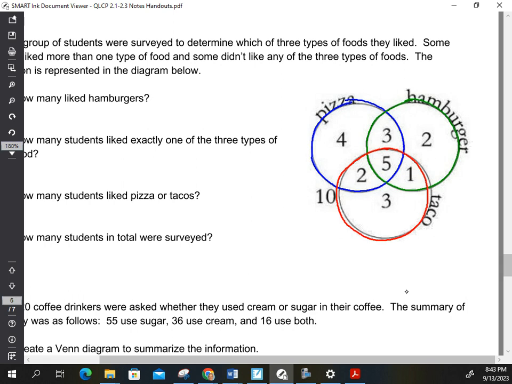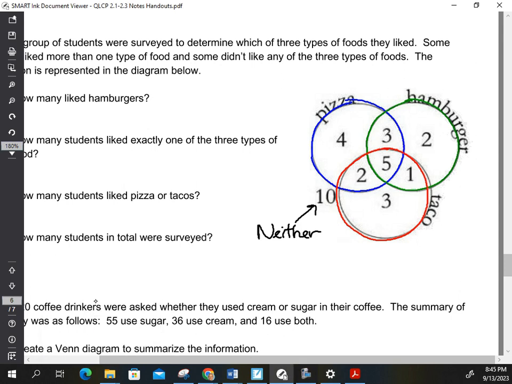Now notice that you have a number sitting on the outside. That number sitting on the outside means neither. That means we have 10 people who don't like tacos, don't like pizza, don't like hamburgers. So what we can do is now answer the questions that are associated with this particular Venn diagram.